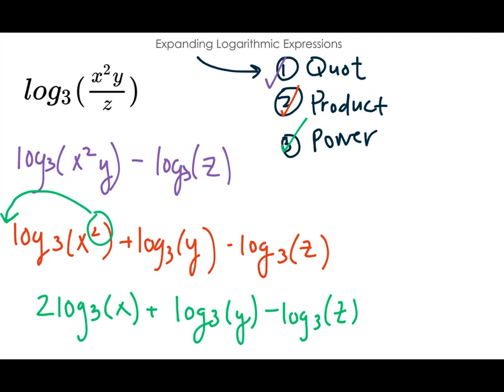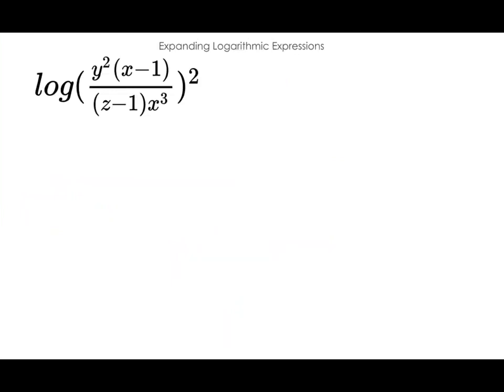But I've run through my list. I've done them all, so I am fully expanded. There's no more expanding I can do. So here's the cool thing about this problem. Even though it looks much more complicated, right? We have a lot more going on here. The bare bones of it, the basic steps are going to remain the same 3 steps we just applied. We're going to take a look at the quotient rule, then the product rule, then the power rule.